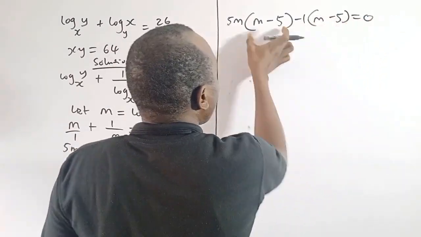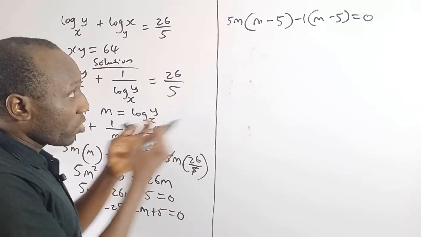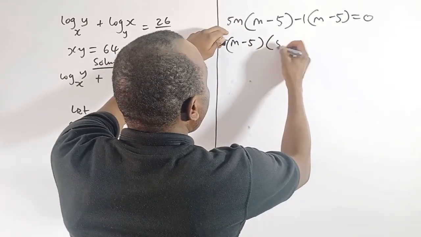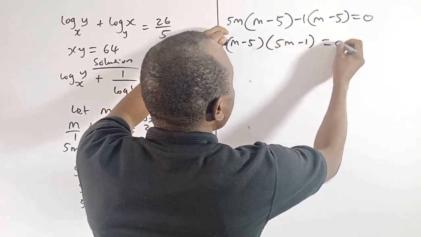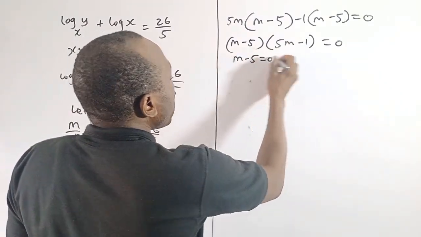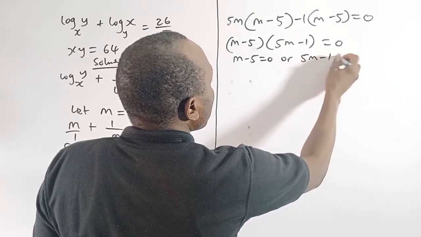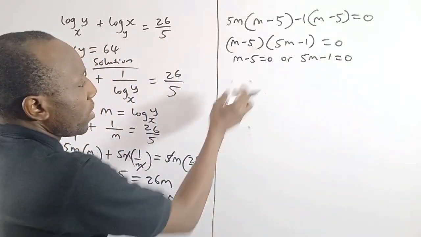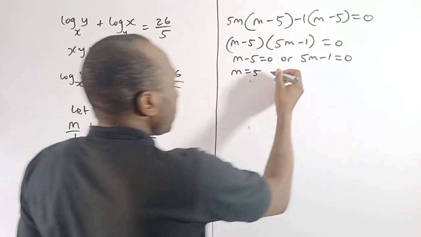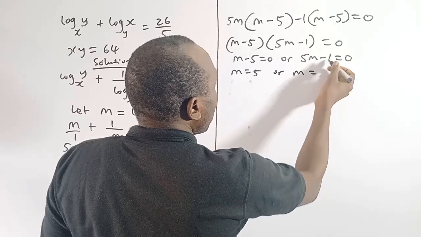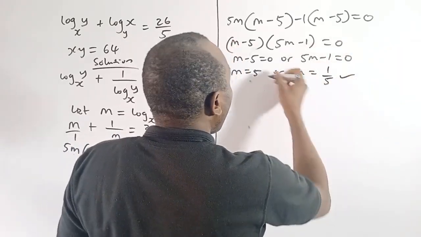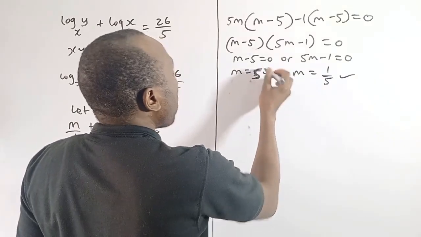Can you see that what we have in the bracket are the same? So we factor it out again. m minus 5 in bracket, and then 5m minus 1 is equal to 0. It means that m minus 5 is equal to 0, or 5m minus 1 is equal to 0. So when you transpose this over, you have m is equal to 5 here, or m is equal to, move minus 1 to the right-hand side, you have 1. Divide both sides by 5, you have 1 over 5. So these are the two values of m that we have.